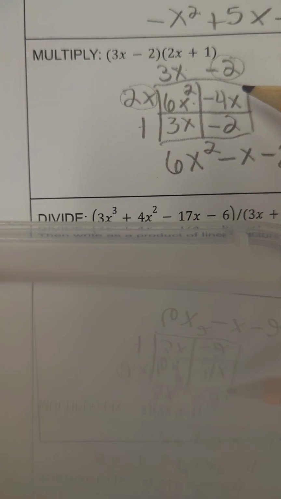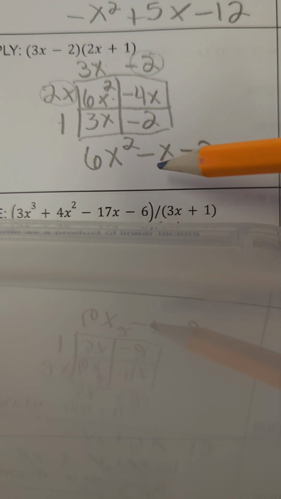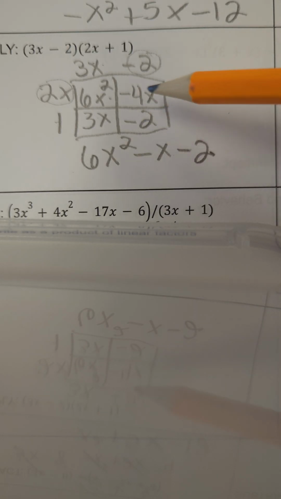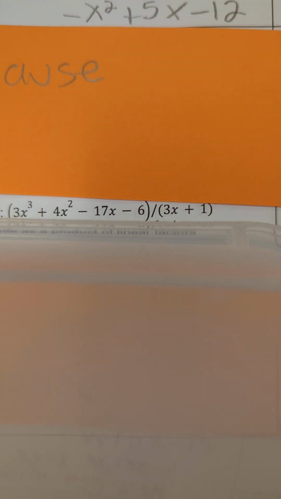Now I need to combine any like terms for my final answer. So I'll have a 6x squared minus x minus 2, because I have a negative 4x and a positive 3x, and together that makes negative 1x. And then the negative 2 doesn't have any common terms. So now you're going to pause the video and try to multiply the third example on this part over here.